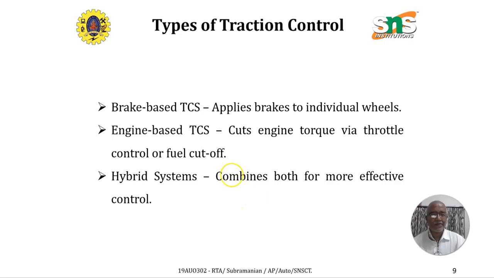The different types of traction control systems are: one is the brake-based TCS, where the brake is applied to the individual wheels separately; or the engine-based traction control system, which cuts the engine torque via throttle control or the fuel cutoff itself. And finally comes the hybrid system, which is a combination of both the brake-based and engine-based systems. It gives more effectiveness to the control itself.